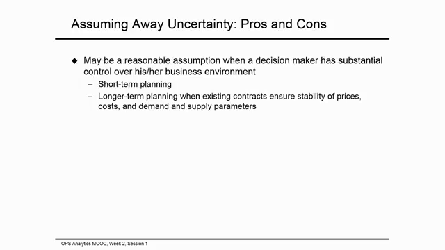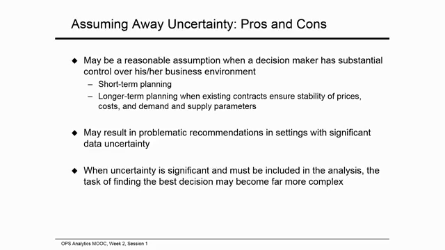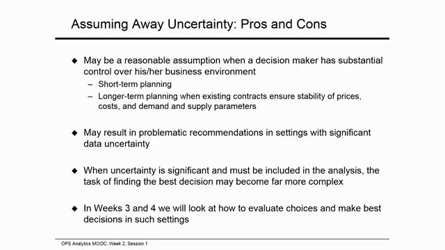Assuming away uncertainty may be justified in situations where a company faced with a decision exercises fairly strong control over its business environment, either because it considers short-term planning or because it benefits from longer-term contracts that allow it to confidently predict future data parameters. Naturally, this may not be such a good assumption in settings where significant uncertain factors influencing the outcomes of managerial actions are present. We will have a closer look at these more complex settings in weeks 3 and 4.